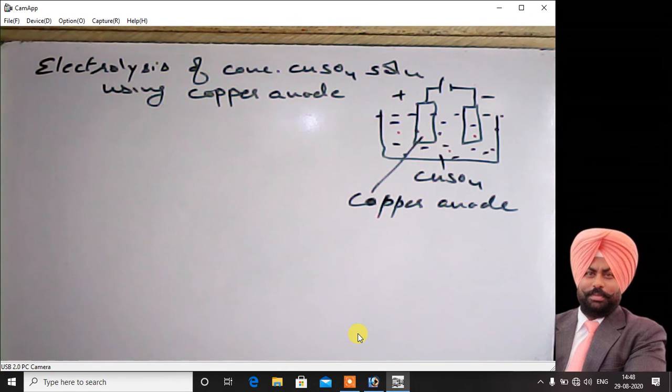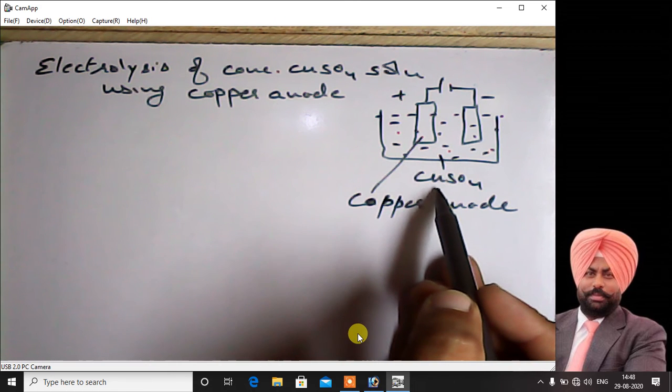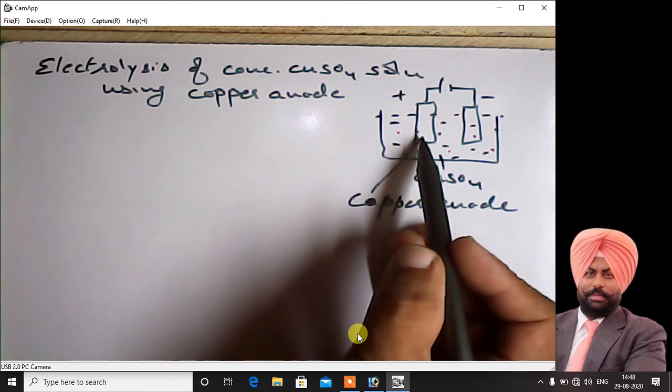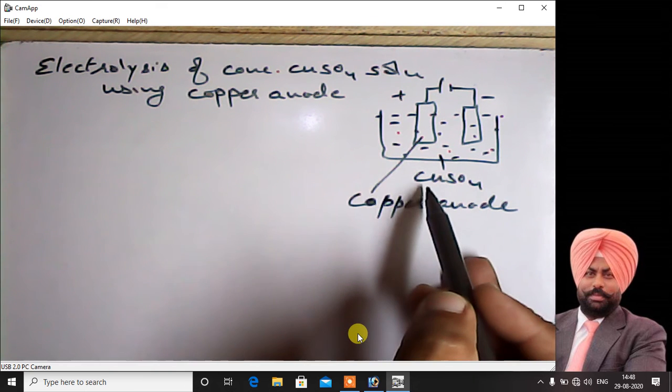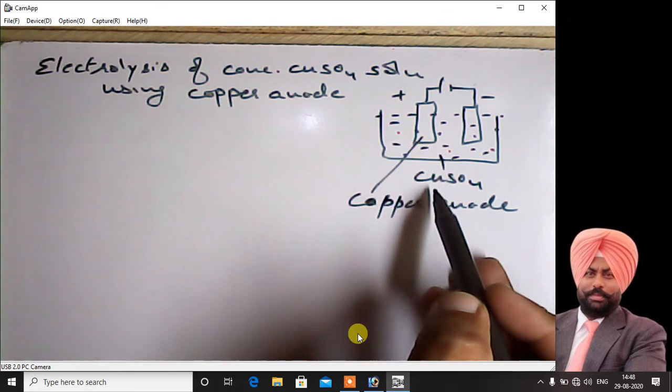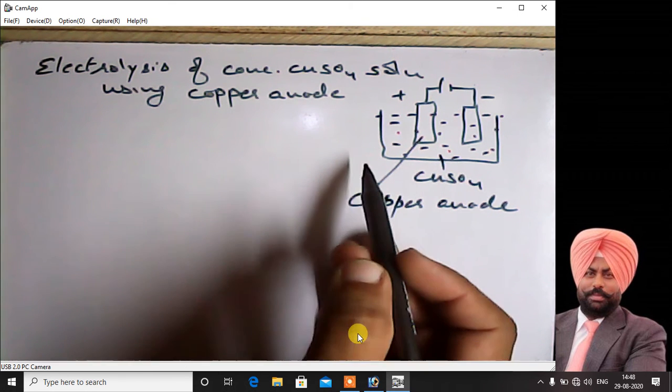Moving on further, now we are going to discuss the electrolysis of concentrated copper sulfate solution, using copper anode. Here we are taking copper sulfate solution that is concentrated, and the anode which we are using now is of copper. Means this anode is matching with the copper ions of the electrolyte. Therefore, the electrolysis will be somewhat different from that of dilute copper sulfate solution or aqueous copper sulfate solution. So let's begin this topic.